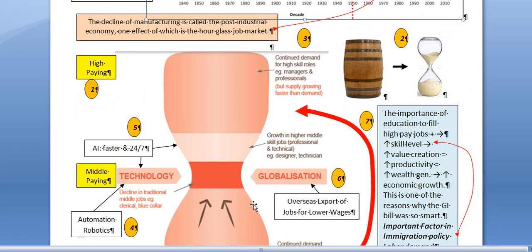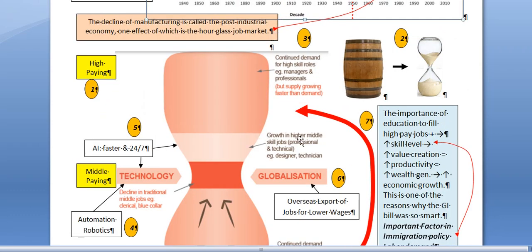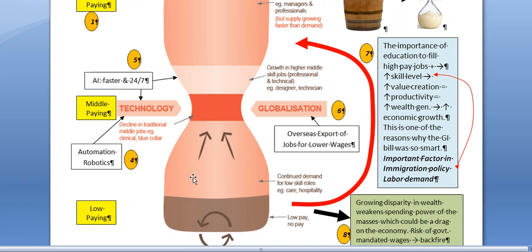Now, one of the factors leading to the decline in the middle here is technology, especially automation of manufacturing, like robotics. However, robotics creates jobs up here and up here. So people to operate these robots, people to design these robots up here.